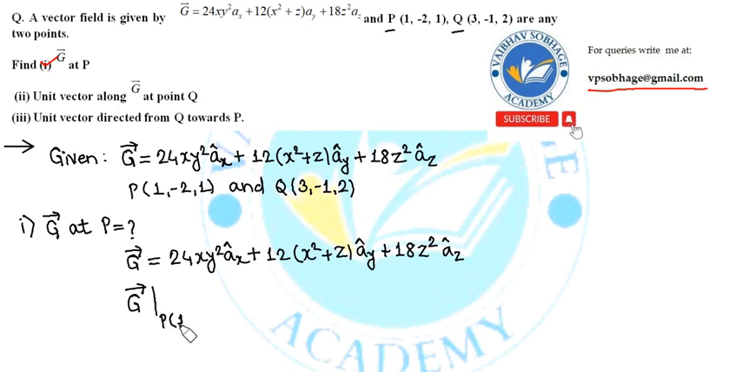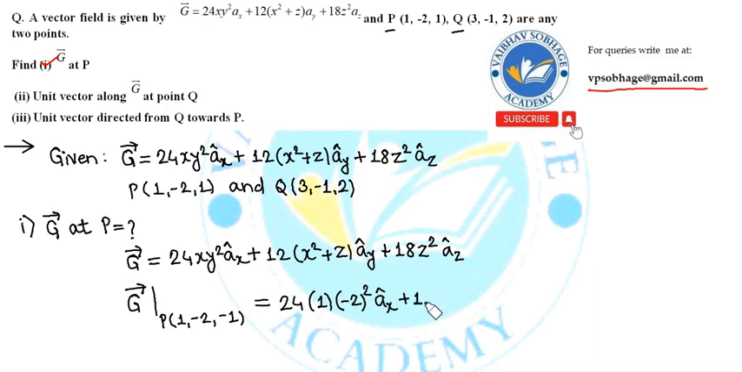So we have the coordinates of point P, that is 1, -2 and 1. So simply we just have to put the values of x, y and z of point P within the given vector. What is the x value that we have in 24xy square? We have x equals to 1, so put that x as 1. Now the next thing is y square. We have the value of y to be -2 and its square. Now this ax cap will be as it is over here.